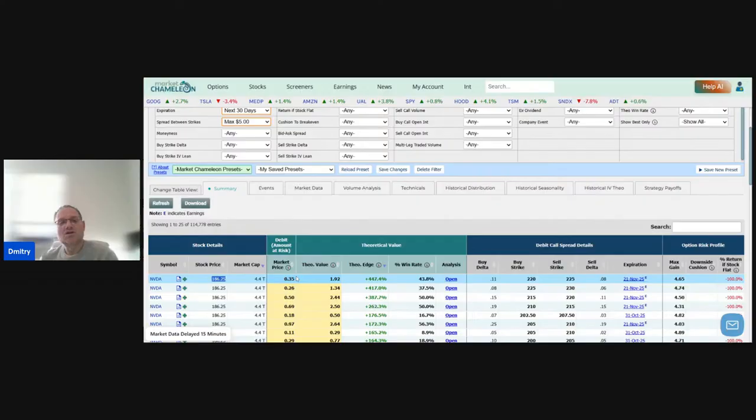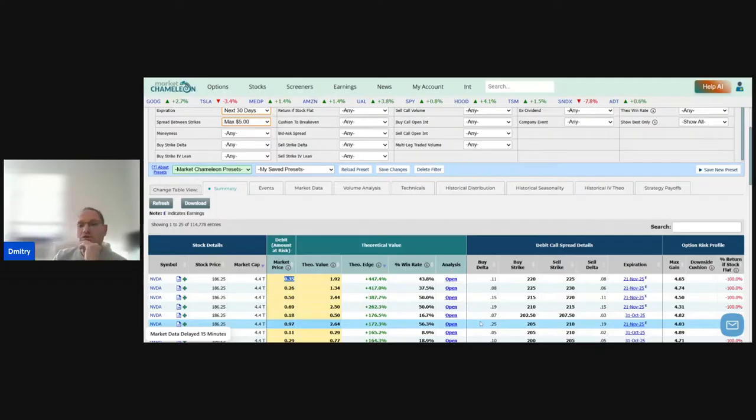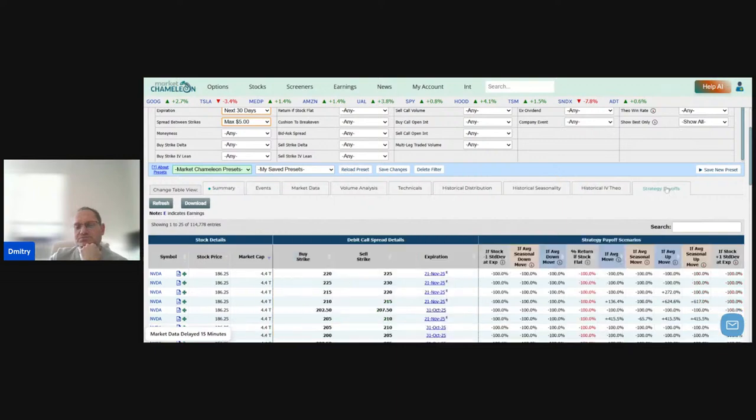And this call spread is 35 cents, and the potential payoff is big, but you could see that this would have to go up a lot. That's why when we come back to the strategy payoff, you could see that even if the stock went up one standard deviation, these would be out of the money. So at expiration, even if the stock went up one standard deviation, it would still be out of the money, and you would not recover anything. It would be 100% loss.